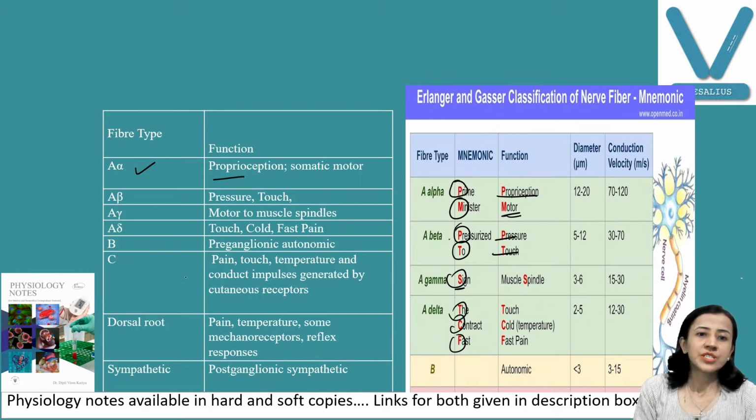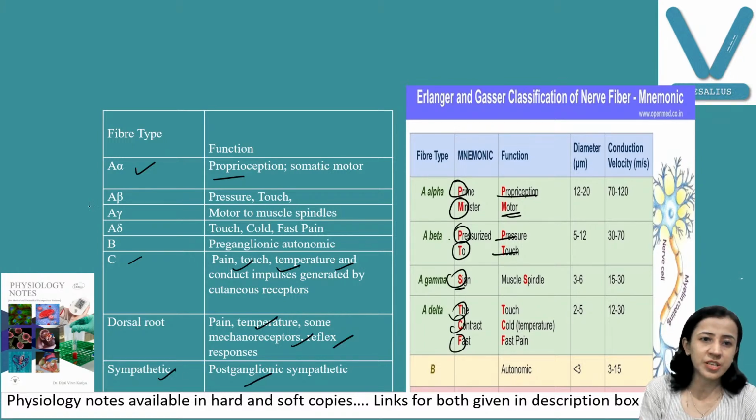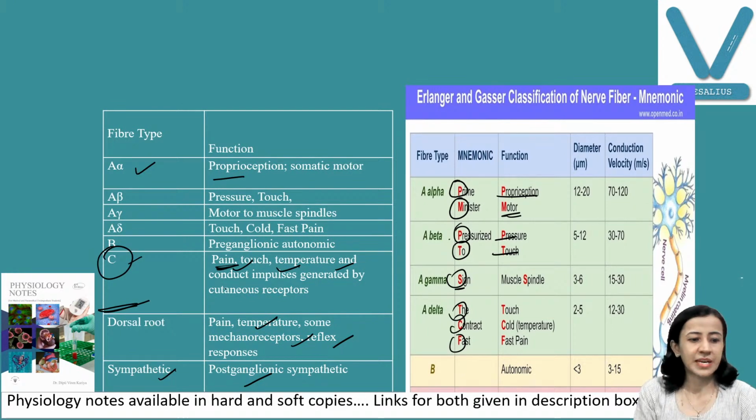Okay. C fibers also carry sensation of pain, touch, temperature. And dorsal root fibers, they also carry pain, temperature, mechanoreceptor reflex responses. And sympathetic postganglionic fiber. This is not much required to remember, but at least up to C you must remember. Okay, fine. C fibers are unmyelinated. So they carry pain sensation mainly. Okay, fine. Now, so this is about Erlanger-Gasser's classification.